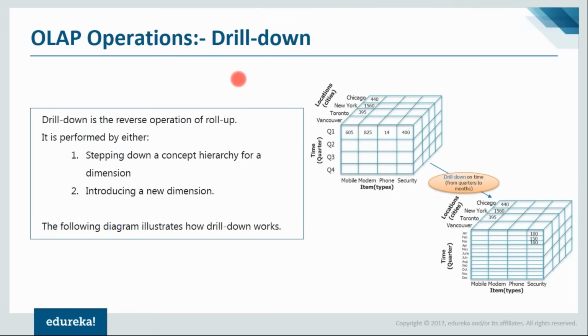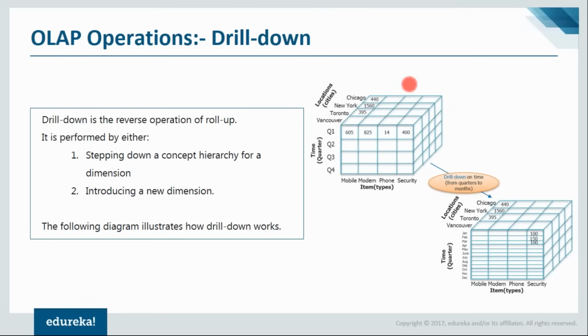Okay, now the next operation that I want to talk about is that of drill down. Now drill down is something that is just the reverse of roll-up. So what we did in roll-up was we aggregated a set of attributes, right? So let's break down the entire attribute into smaller attributes. All right, so we can do that by either stepping down a concept hierarchy for a dimension, okay, or by introducing a new dimension.